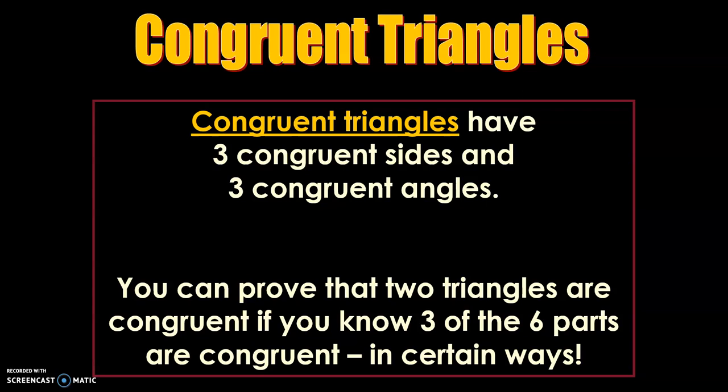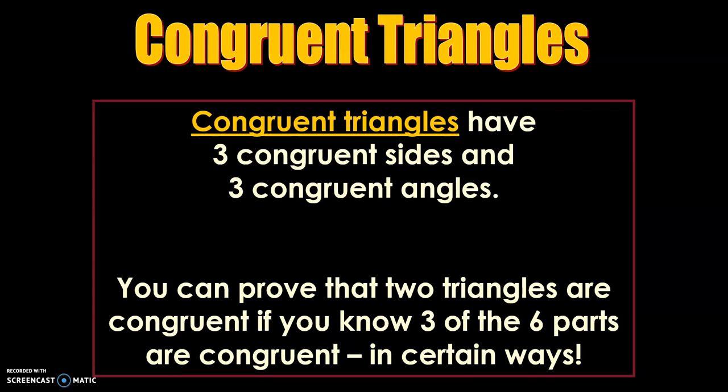There are two important things about congruent triangles. First of all, when we talk about congruent triangles, that means the three sides are congruent to each other and the three angles are congruent to each other. So the triangles are identical. Keep in mind that each triangle has 6 parts: 3 of them are sides and 3 of them are angles. When we say a triangle is congruent, the 3 sides of one triangle are identical to the 3 sides of the other, and the same thing with the angles.